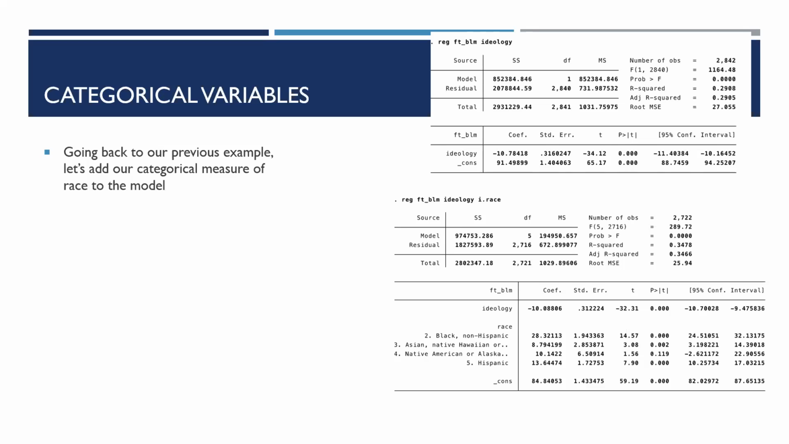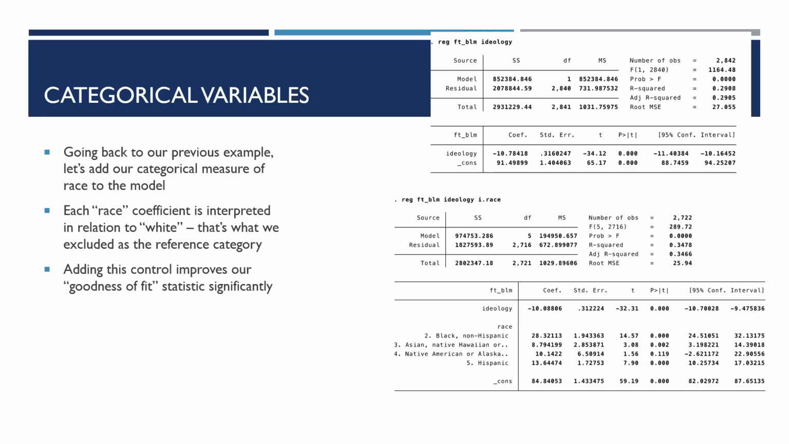So again, in this, the category that I've told the program to exclude is white. So we interpret each of these coefficients in relation to the category of white. We improve our goodness of fit statistic by doing this.